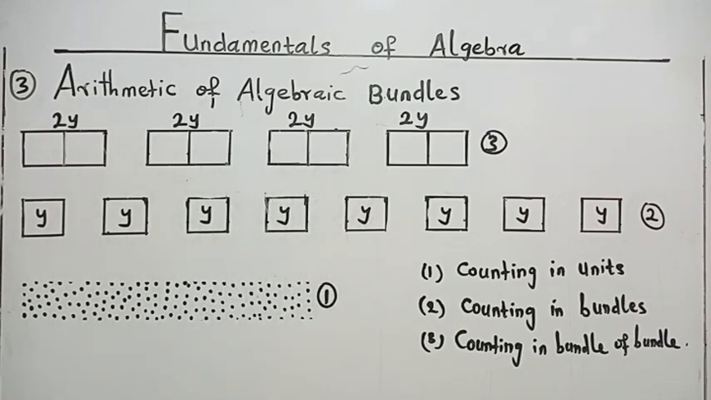So please, which one is easier? Is it counting in units, counting in bundles, or counting in bundles of bundles? The easiest is this, followed by this, but the most laborious is this first set. So anytime you want to make counting quite easy for yourself, adopt the third option, counting in bundles of bundles.